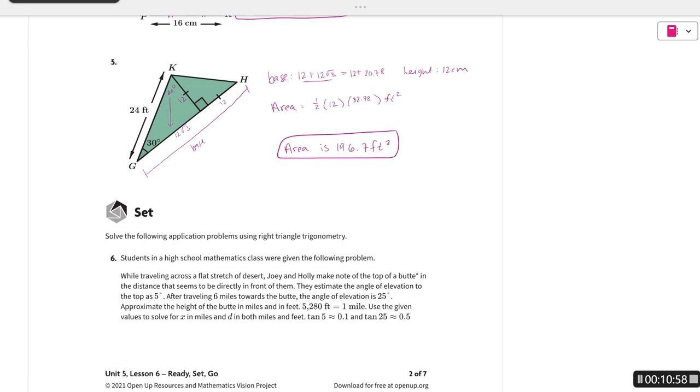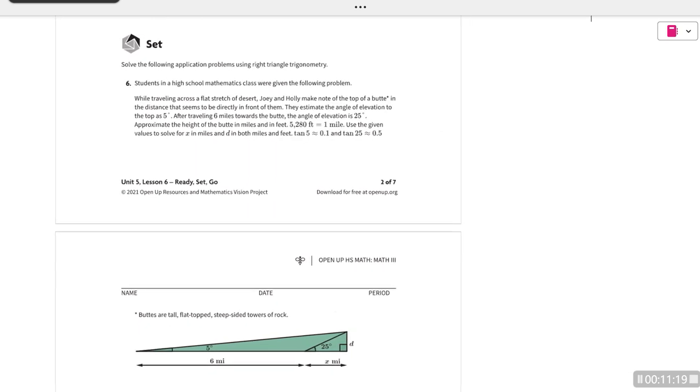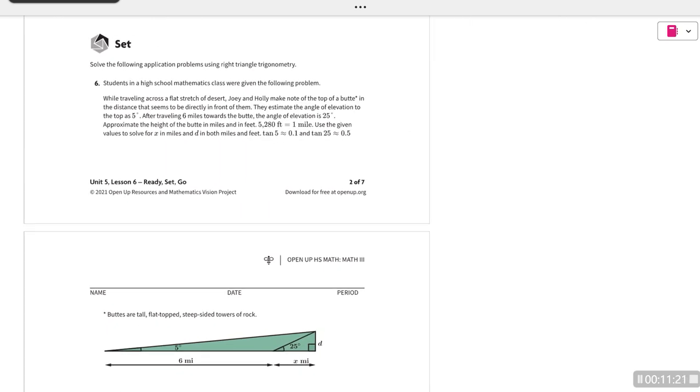And it tells us the conversion for miles to feet. Use the given values to solve for x in miles and d in both miles and feet. And it tells us we can estimate tan of 5 is about 0.1 and tan of 25 is about 0.5. So let's start by drawing this image. They actually already draw us the image. If we look down, we have a little image to go off of. So let's start analyzing this.